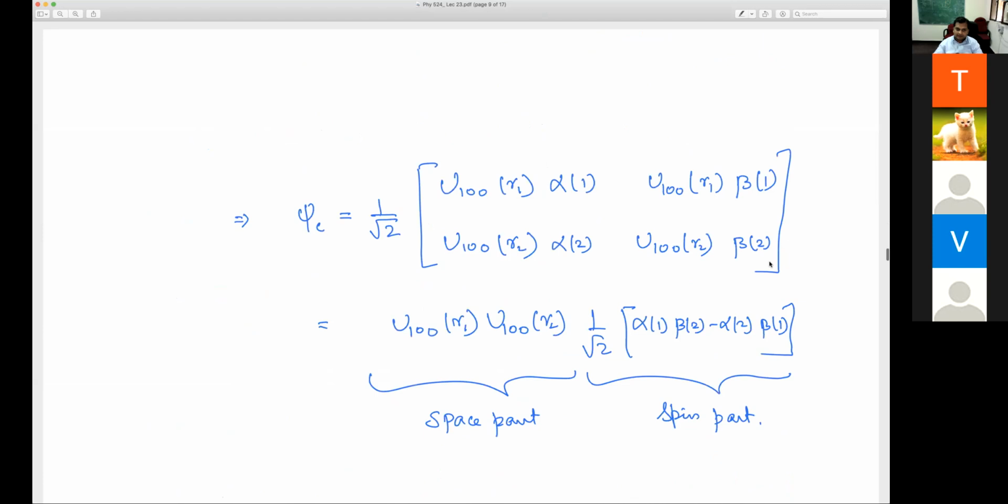Yes. But in general, I could have U100, U200, for example, and then I need not have a singlet, meaning then I need not have the ground state either. And if it was U100 and U200, then I could have used an alpha 1 here as well, no?